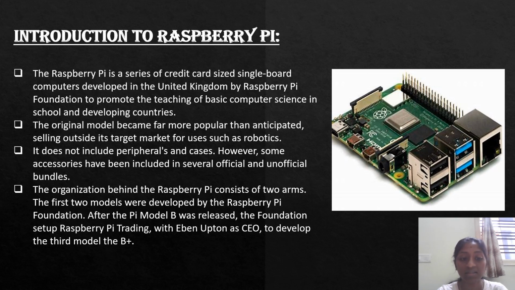The organization behind the Raspberry Pi consists of two arms. The first two models were developed by the Raspberry Pi Foundation. After the Pi Model B was released, the foundation set up Raspberry Pi Trading with Eben Upton as CEO to develop the third model, the B+.